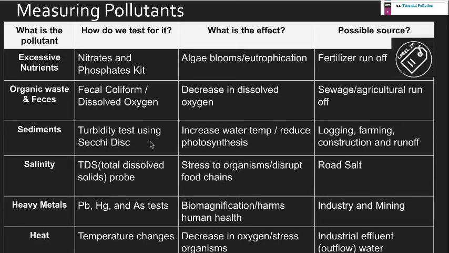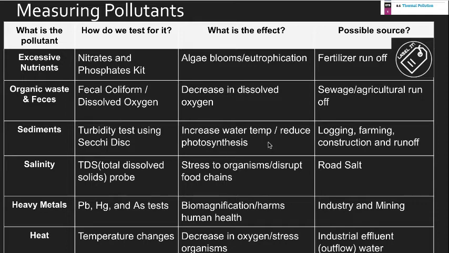We've talked a little bit about sediments. They can be tested directly, and these are sediments just like typically from runoff or erosion. They can be tested directly using something called a Secchi disc, and that basically is lowered into a body of water, and then we can see how long can we lower this before we lose a visual sight of it? And it's kind of a black and white checkered disc there.